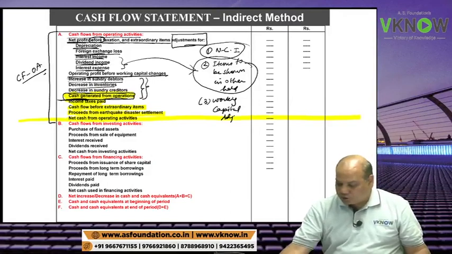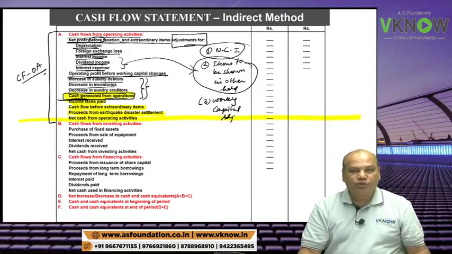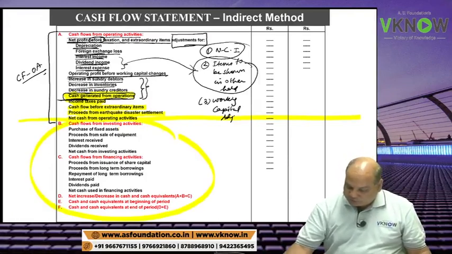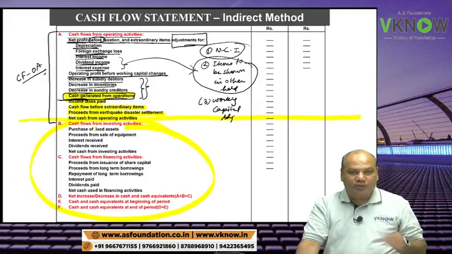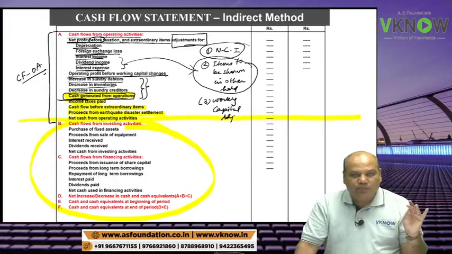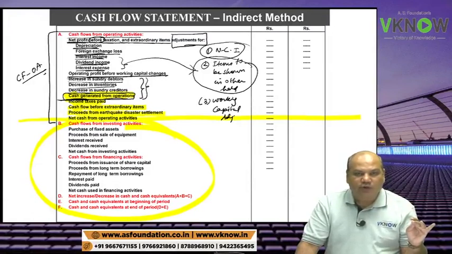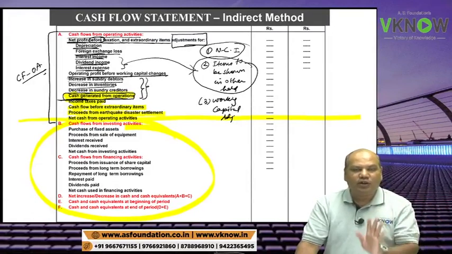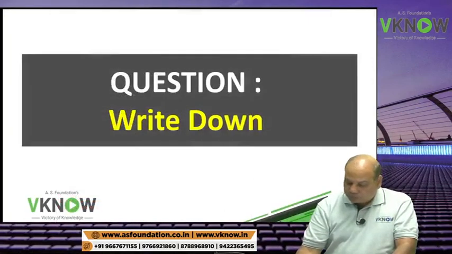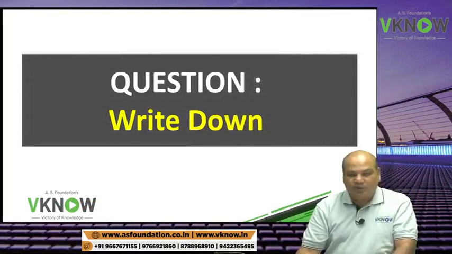Up to this point only, the direct method and indirect method are different. The remaining is the same, so I'm not explaining again. Presentation of investing activity and financing activity are the same under the direct as well as the indirect method. So this is about the direct and indirect method presentation.